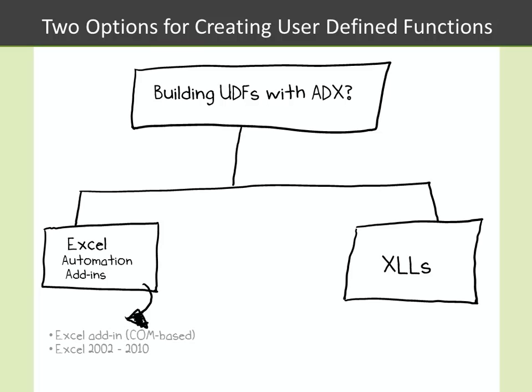Now, Excel automation add-ins are COM-based add-ins, and they work with Excel 2002 through 2010. And XLLs are DLLs that Excel can open directly, and they're supported with Excel 2000 through 2010. A big note here is that these version numbers are what Add-in Express supports when building these two types of solutions with Add-in Express.